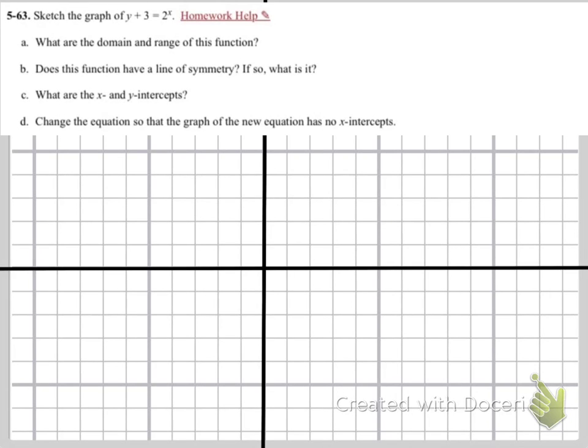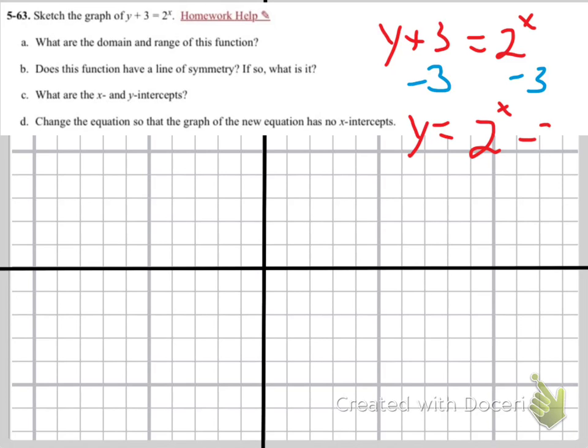Problem 63, we're trying to sketch this graph. So we have y plus 3 equals 2 to the x. And if I want to sketch the graph, the first thing I'm going to need to do is get y by itself. So I'm going to subtract 3 from both sides, giving me the equation y equals 2 to the x minus 3.